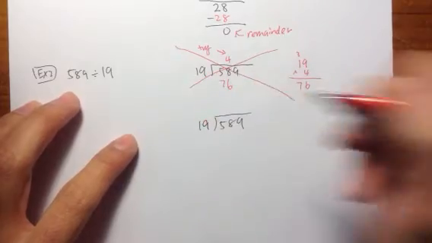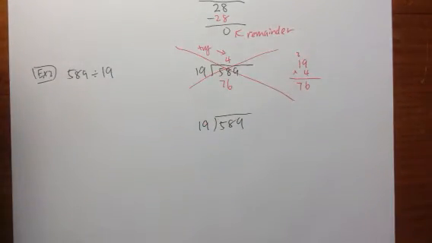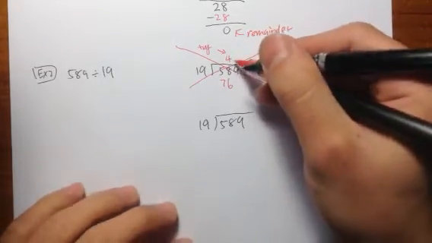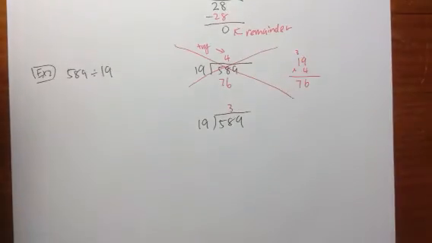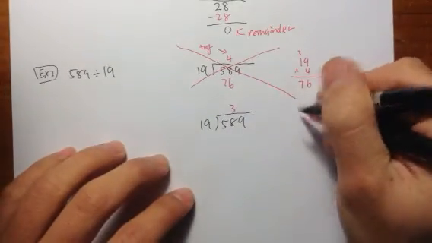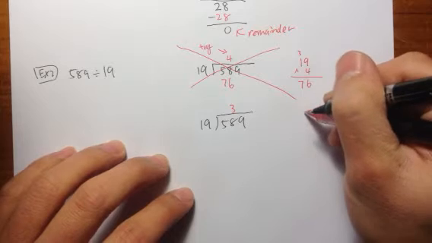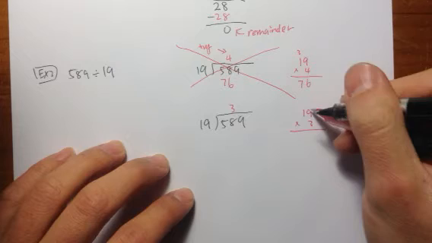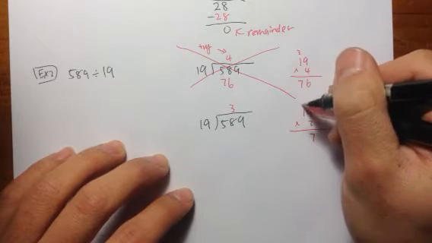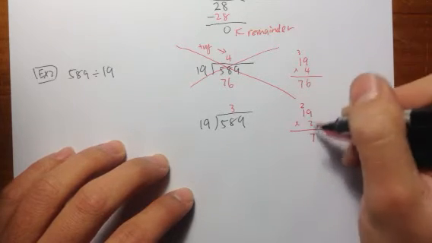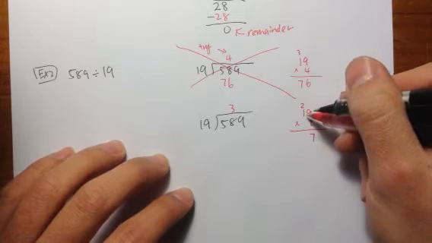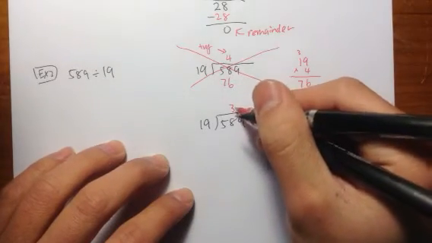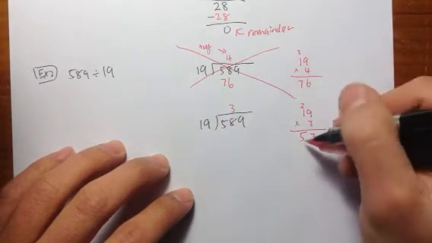589, 19 on the outside. Since 4 didn't work, I'm going to try 3. Well, let's see, what's 3 times 19? Let me do this on the side. 19 times 3. 3 times 9 is 27, carry over the 2. 3 times 1 is 3, and then 3 plus 2 is 5. So 3 times 19, we get 57.